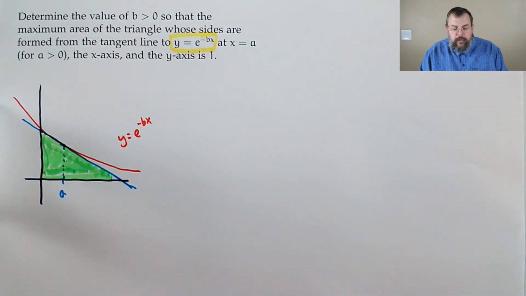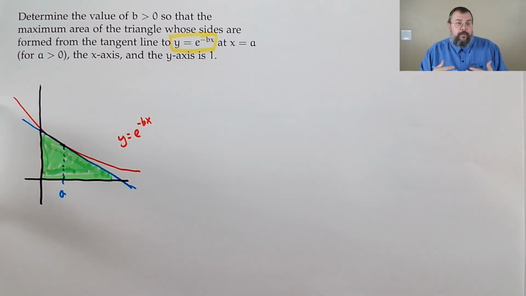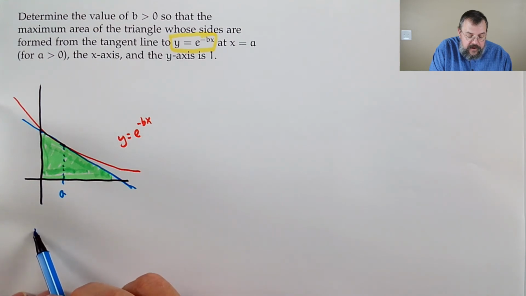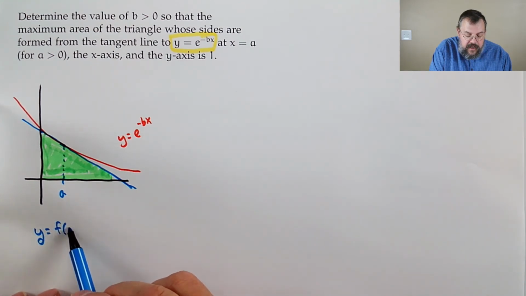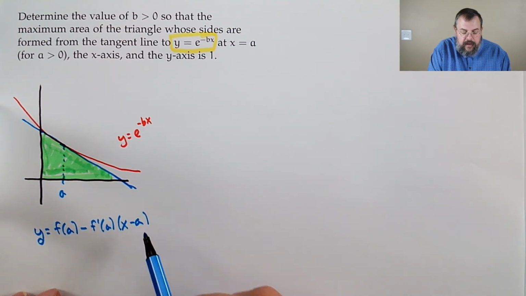Our goal is to make the maximum area of this triangle, well, first off, we want to maximize the area. Then ultimately, we're going to ask, how do we make it so that that maximum area is 1? So first step, let's just maximize this area. If we're after the area, then what we need to do is figure out the area of this triangle as a function of a. So how do we do that? Well, let's think about our tangent line. In general, the tangent line would be y equals f of a plus f prime of a times x minus a.